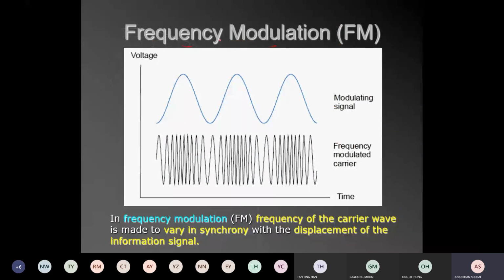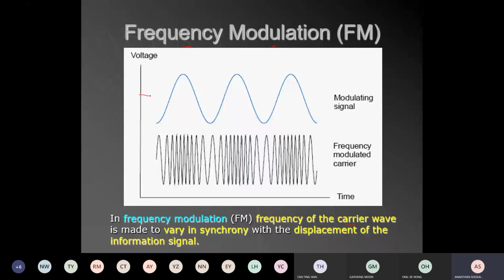Frequency modulation. The frequency of the carrier. The carrier frequency is made to vary in synchrony with the displacement of the information signal. So the carrier is going to change its frequency to embed the information.